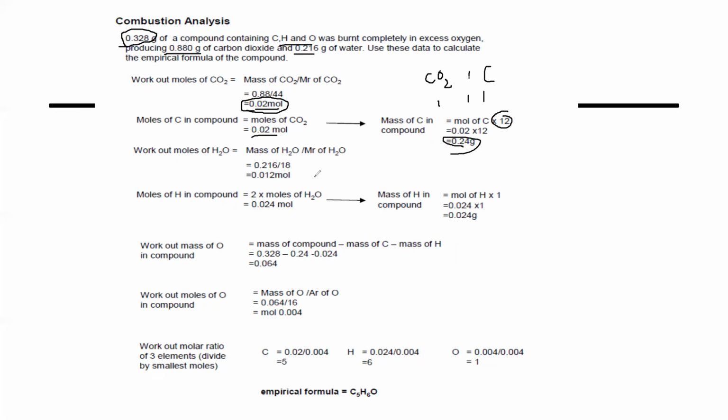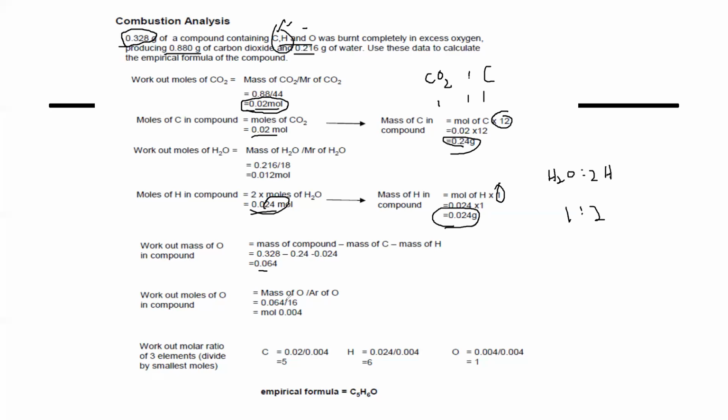Same thing using water, you get the moles of water, but one molecule of water contains two hydrogen. So the mole ratio of water to hydrogen is 1 to 2. So 0.024, two times that, gives the moles of hydrogen. Multiply by atomic mass, you will get the mass of hydrogen in the compound. And how do you work out the mass of oxygen in the compound? Because this compound contains carbon, hydrogen and oxygen, the total mass minus the mass of carbon and hydrogen gives the mass of oxygen.